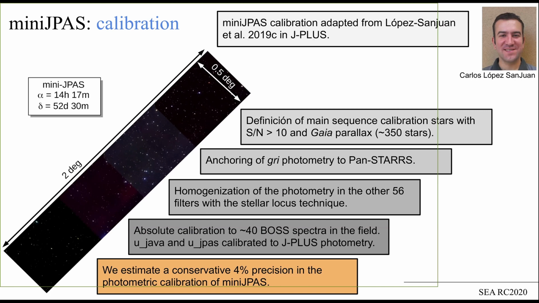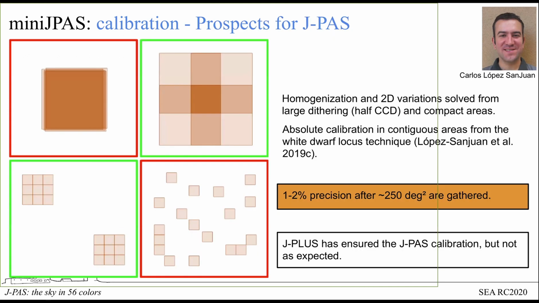These are stellar spectra that cover most of the wavelengths that we are looking at, except for uJava and uJPAS, which are anchored to the J+ photometry directly. Through several comparisons that are not very extensive because the statistics are low right now, we estimate a conservative 4% precision in the photometric calibration. That means that we expect 4% or less, or if there is something weird at this level, it can be due to calibration. If it's higher, probably it's because of a different issue.